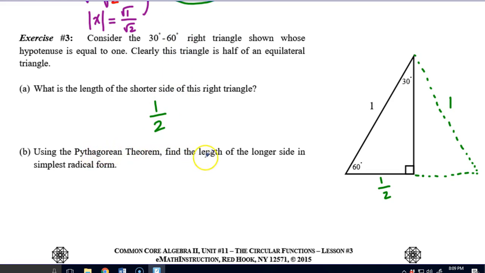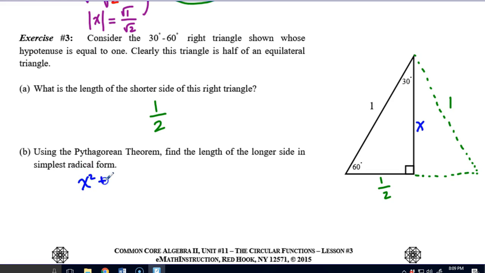Now we're going to use the Pythagorean theorem one more time. Let's call this side x and use the Pythagorean theorem to solve for x. So please play the recording after you've had a chance to work this out. Okay, so hopefully you took time to do this. If not, please do it now.